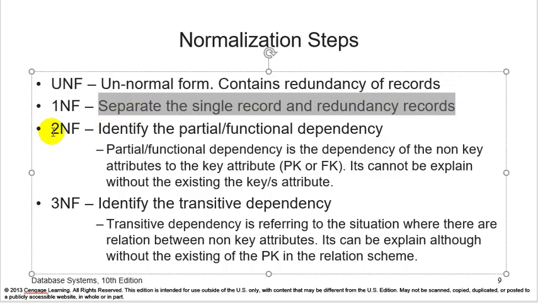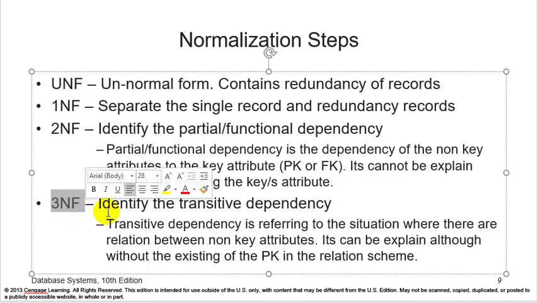Second normal form, we need to identify the partial or functional dependency. So what is the partial dependency? The partial or functional dependency is the dependency of the non-key attribute on the key attribute, for example the primary key or foreign key. So this non-key attribute cannot be explained without the existence of the key attributes. And the third one, you have to identify the transitive dependency. Transitive dependency refers to the situation where there are relations between non-key attributes. It can be explained even without the existence of the primary key in the relation scheme.